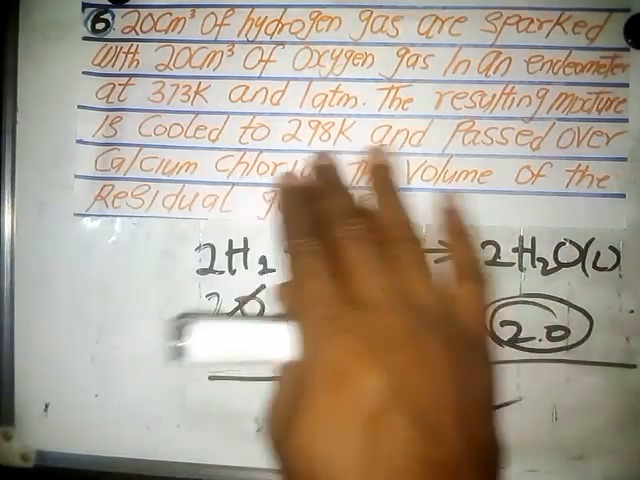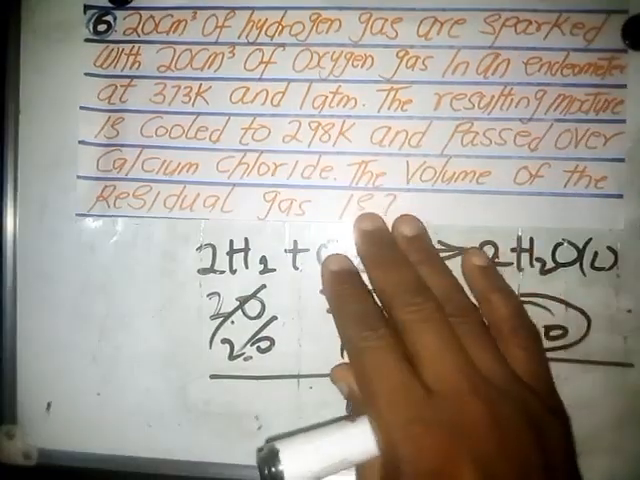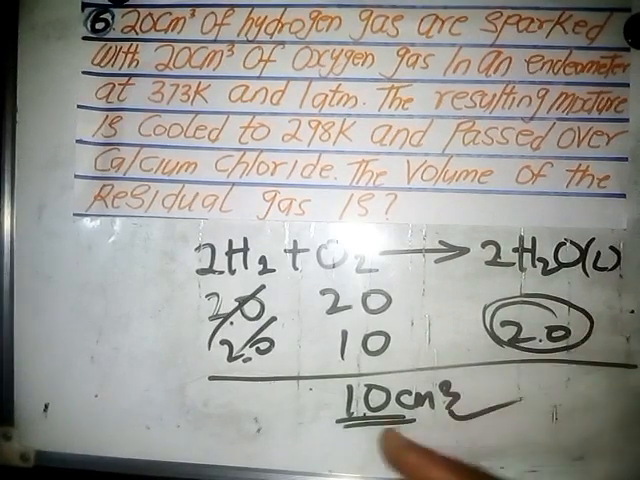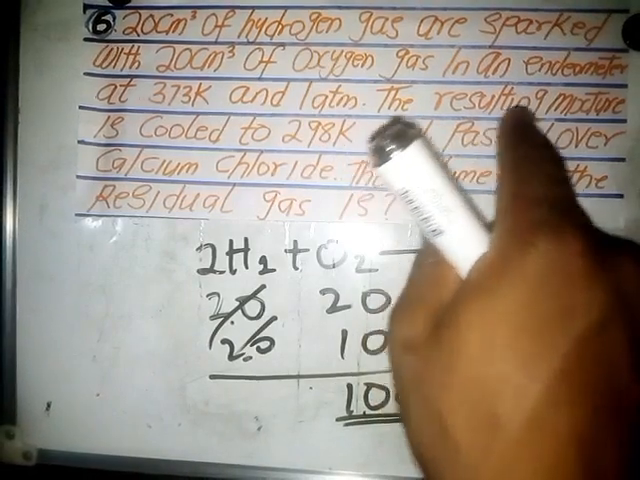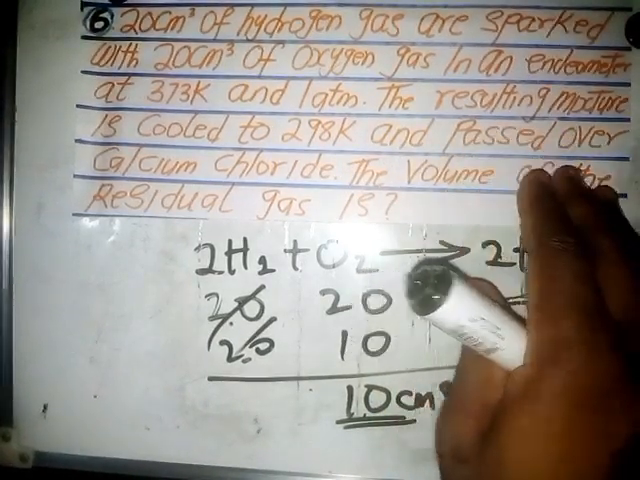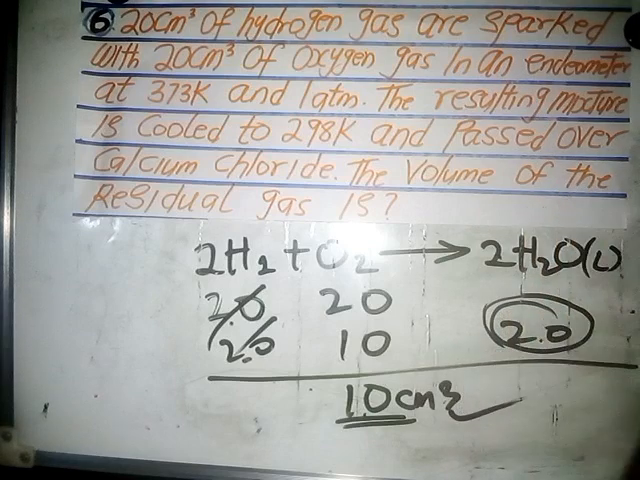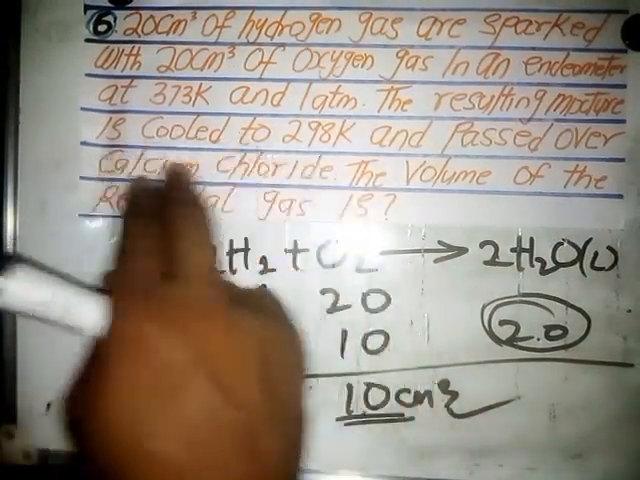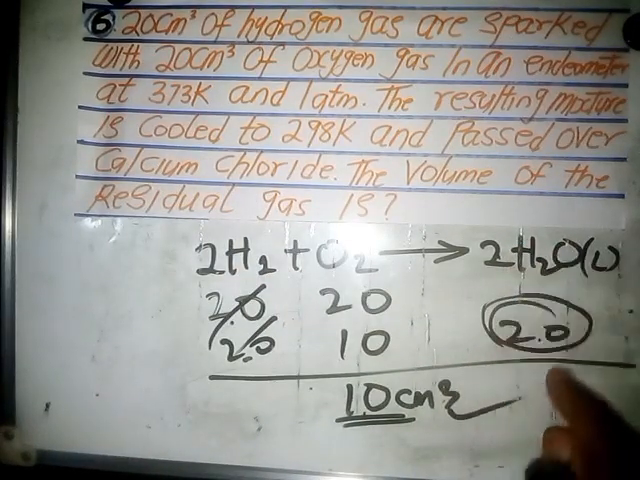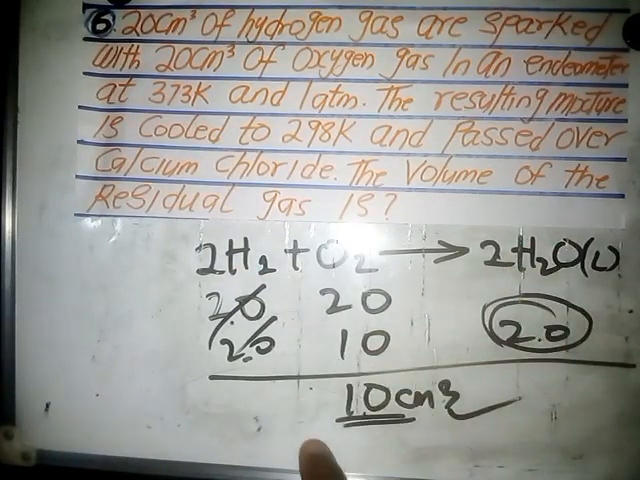That's why I said this question is a little bit tricky. If you're in a hurry, you just say, okay, the volume of the residual gas is 20 plus 10. No, because from here you can see that the mixture was cooled and passed over calcium chloride. When you cool it, it turns to liquid. All the vapor component was now removed using this drying agent. So since this one is a liquid, we will not add this to this 10. Instead, your answer will only be 10 cm cube. So your answer is 10 cm cube.